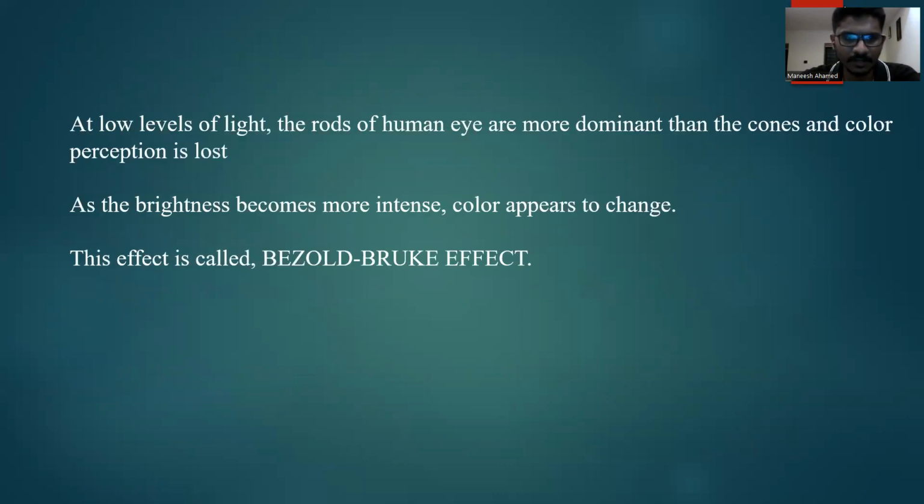At low levels of light, the rods of the human eye are more dominant, so tones and color perception are lost. As the brightness becomes more intense, color appears to change. This effect is known as the Bezold-Brücke effect. That is, depending upon the brightness, the color perception of the same object varies.